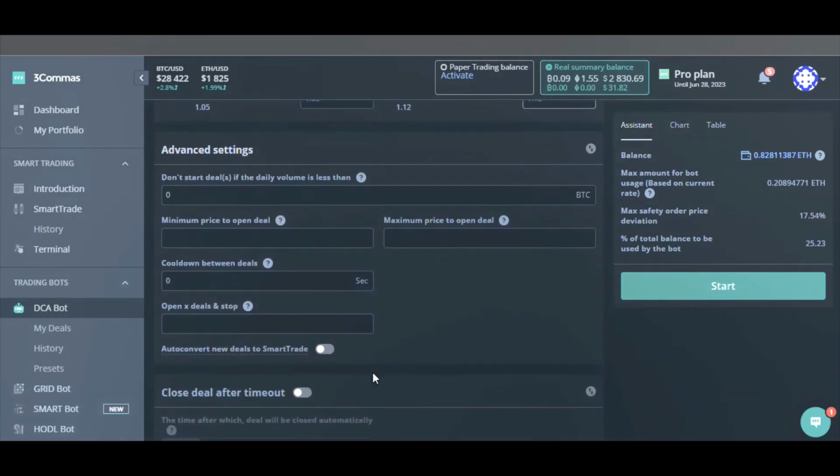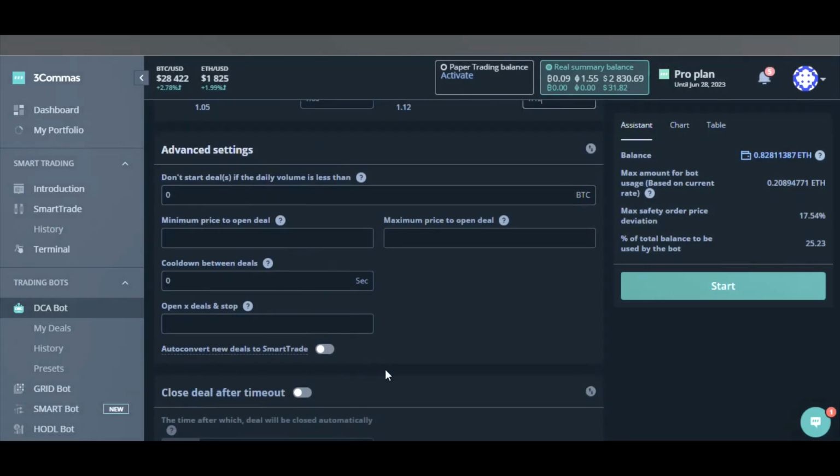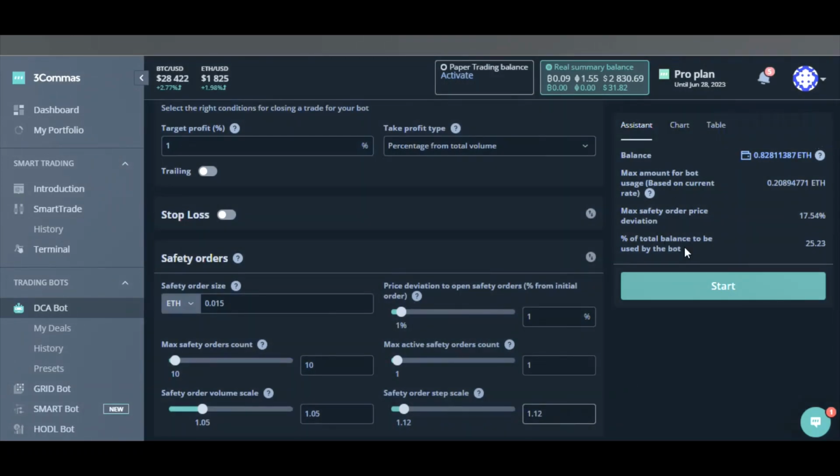So advanced settings, I'm not putting anything, I can just leave it as it is. And so our bot is already set up. So I have 0.82 Ethereum, but this bot is going to use 25% of my total Ethereum. So it is around 0.2, right? So I'll be having another 0.6 for my other orders, right? So this bot is going to allocate 0.2 Ethereum, and that would be 25% of the total Ethereum I have, right?